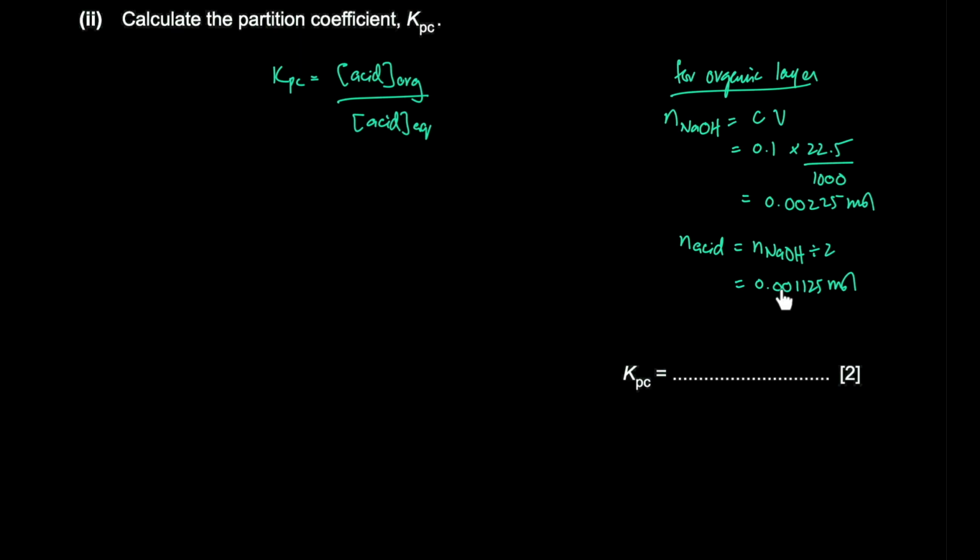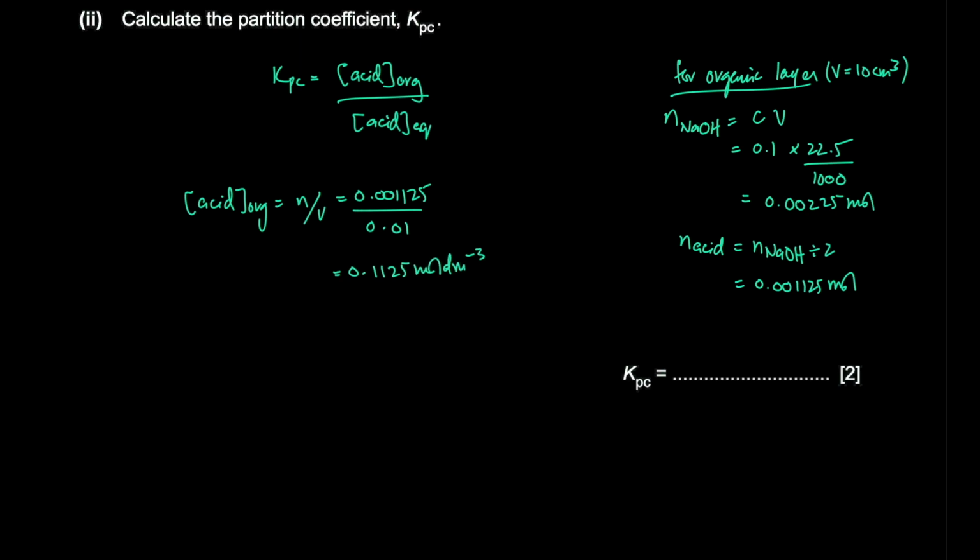The number of moles of acid in the organic layer, and we know that the volume of the organic layer was 10 cm³, which means that the concentration of acid in the organic layer is number of moles divided by volume, which is 0.001125 divided by the volume, which is 0.01 dm³. Again, that's 10 cm³ divided by 1000. So that gives us the concentration as 0.1125 moles per dm³.